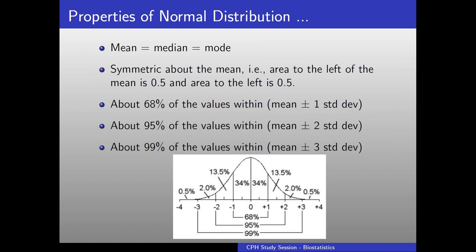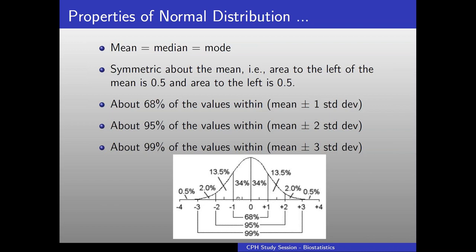The 68-95-99 rule gives you an idea of how many observations fall within certain standard deviations of the mean. For a normal distribution, about 68% of the values fall within 1 standard deviation of the mean in either direction. So that's this area here. I don't know if you can follow my mouse, but it's around this area.